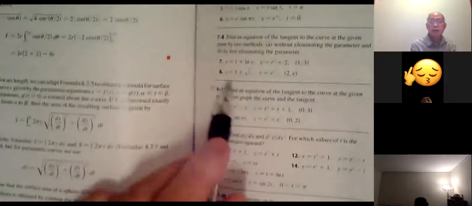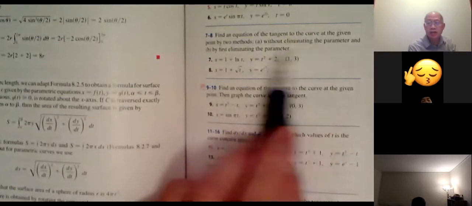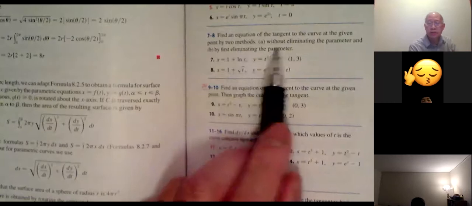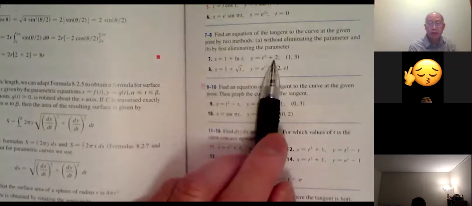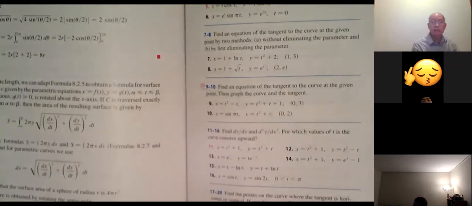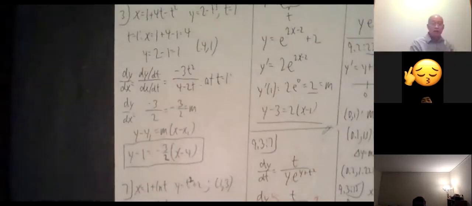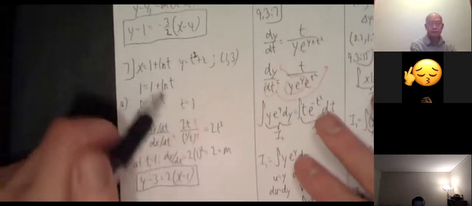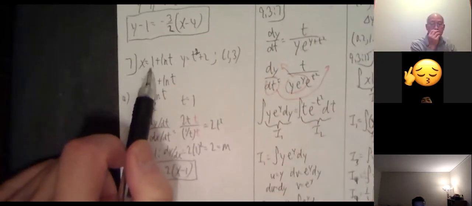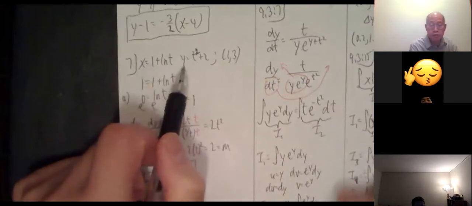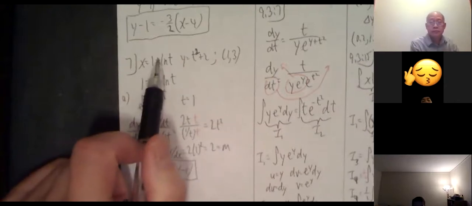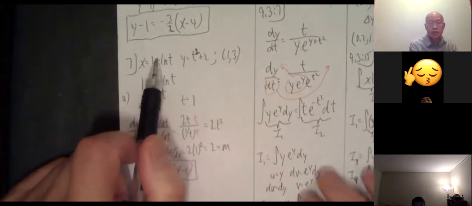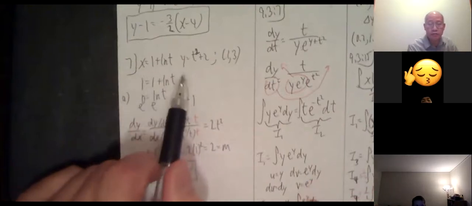Number 7, again, I should say my number 7. Find the equation of a tangent line to the curve by 2 methods. Part A, without eliminating the parameter t. And part B, first by eliminating the parameter, so get rid of the t. I think this number 7 is the same as the book's. x equals 1 plus ln t, y equals t squared plus 2. So you can do this without doing the parametric equation stuff. You'd have to either get x in terms of y or y in terms of x. I'll show you that later.